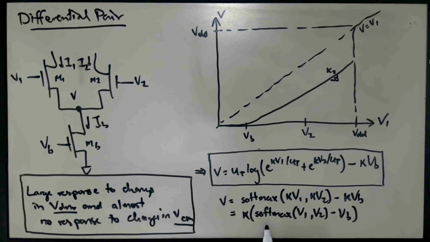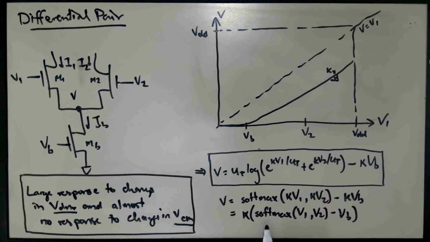after V1 exceeds V2. So before V1 gets to V2, the common source node is just constant at this value, kappa V2 minus VB. But once V1 exceeds V2, we switch over to following the source follower transfer characteristic. And that's what the common source node will do.